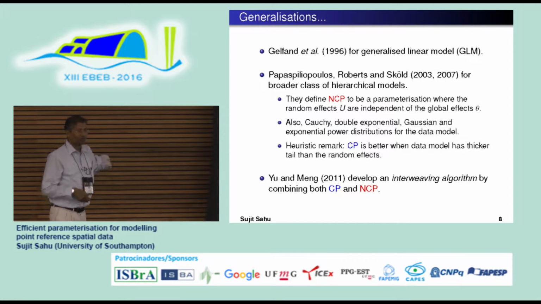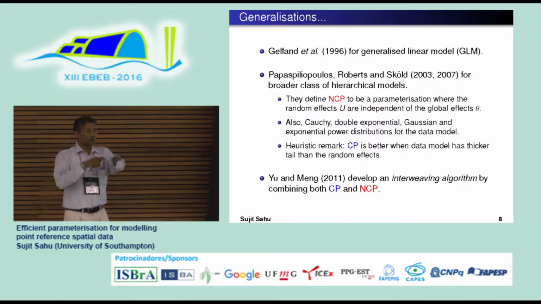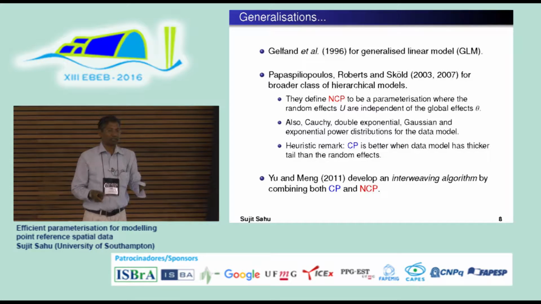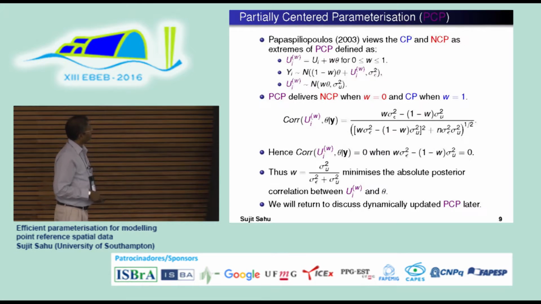This is a point I'm not going to talk about. On these parameterization issues, there is something called the interweaving algorithm, where you do half CP and half NCP. I'm not going to talk about that at all, so I'll run away from there.